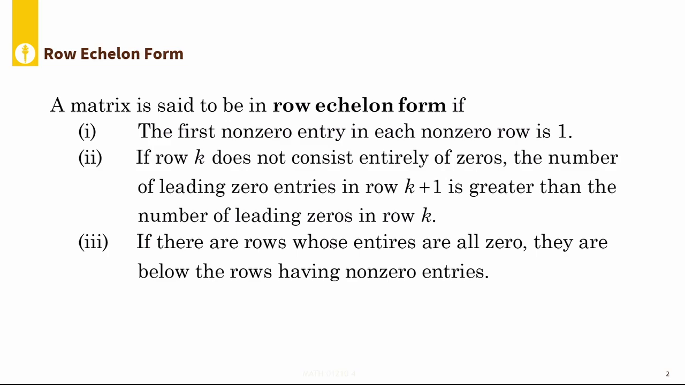So again, the first non-zero entry in each row is a 1. We call that a leading 1. Every entry below a leading 1 must be 0. And all of your 0 rows occur at the bottom. Then we'll be in row echelon form, or REF.